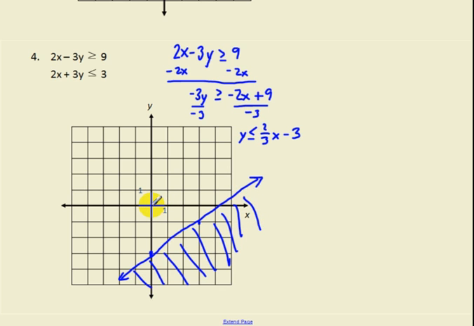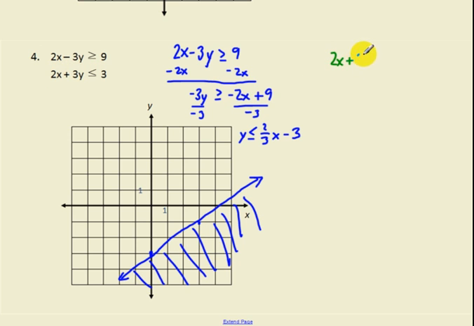So if you were to substitute 0, 0 in here, so you would have 0 is substituted for x, 2/3 times 0 is 0, minus 3 is negative 3, but 0 is not less than or equal to negative 3, hence the origin should not be shaded. And it isn't, so we went the right direction. Now let's look at the second inequality.